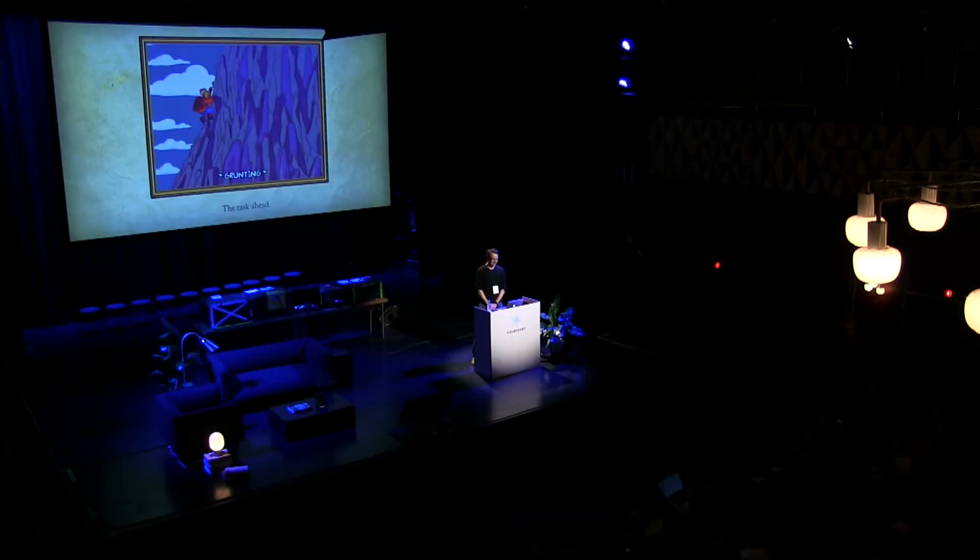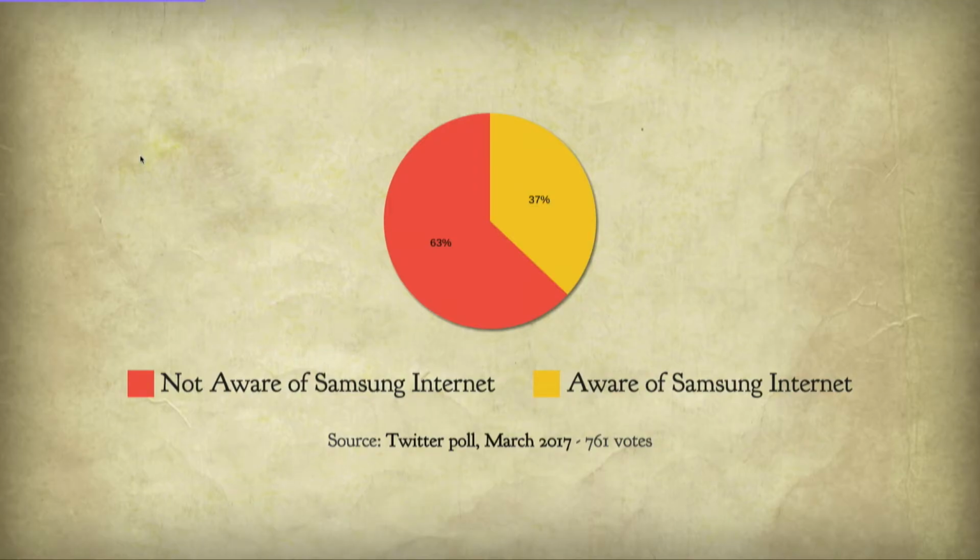So we started getting to work, but we quickly realized that we did actually have a bit of a mountain to climb. Partly because, as you've all seen from your hands raised earlier as well, the majority of developers are not aware of Samsung Internet's existence. This was actually from my own Twitter poll, so the audience skew was quite biased here, but even with 760 votes, only just over a third of people were aware of Samsung Internet. So clearly I need to get better at tweeting.